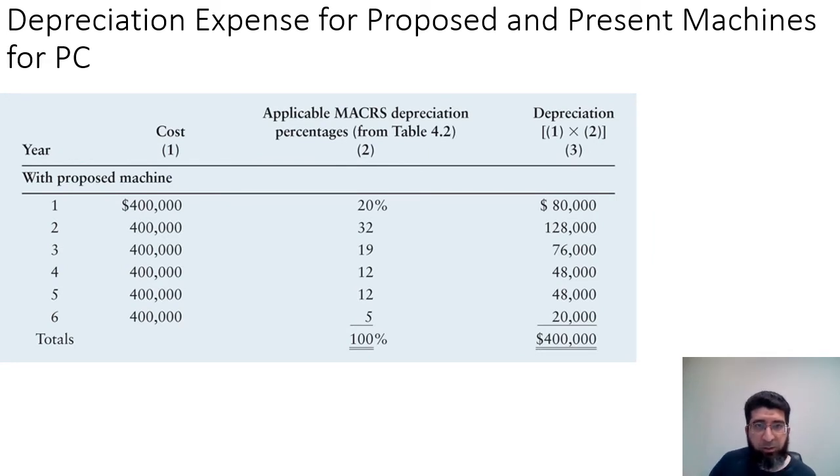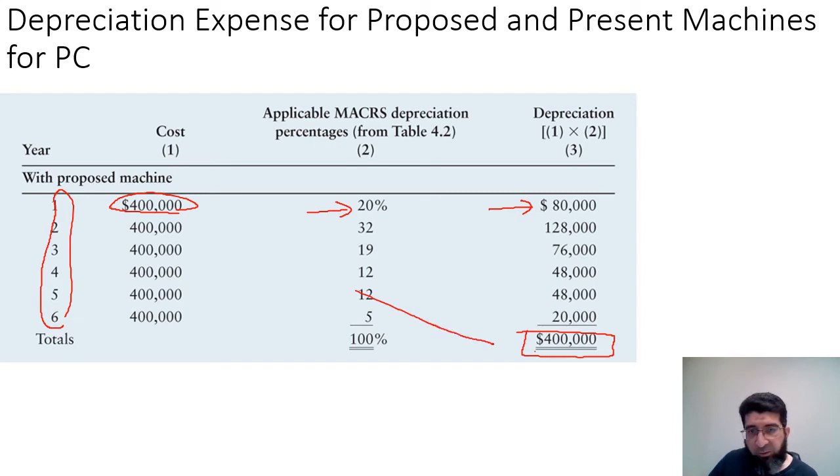So we know how depreciation with MACRS works. Let's look at the proposed machine. The depreciation base is $400,000, and 20% depreciation in the first year will turn out to be $80,000. So 5-year MACRS means it will be depreciated over 6 years. You can see 400,000 is the total cost of the asset, and it is fully depreciated over 6 years at 5-year MACRS.